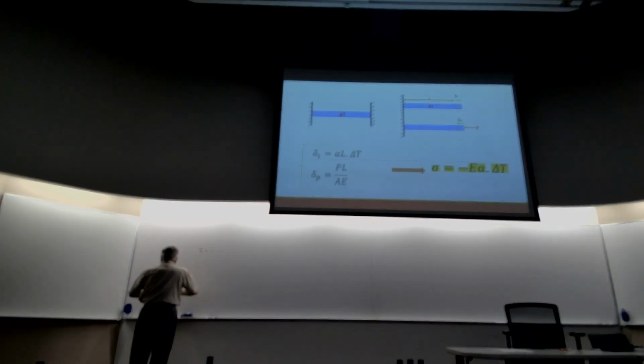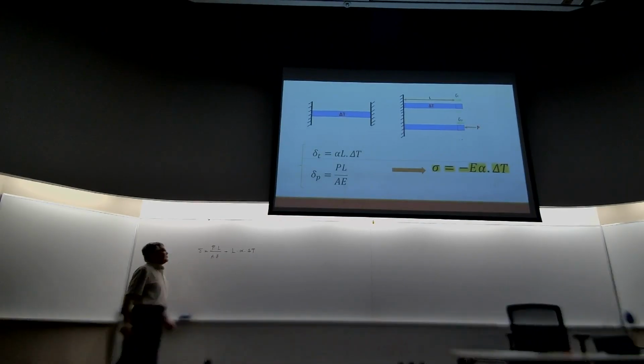So we are going to have a total elongation, which is the summation of PL over A, piece 1, or piece 2, plus L alpha delta T. So superposition: the effect of the force, the effect of temperature rise separately, and then we add the two pieces.